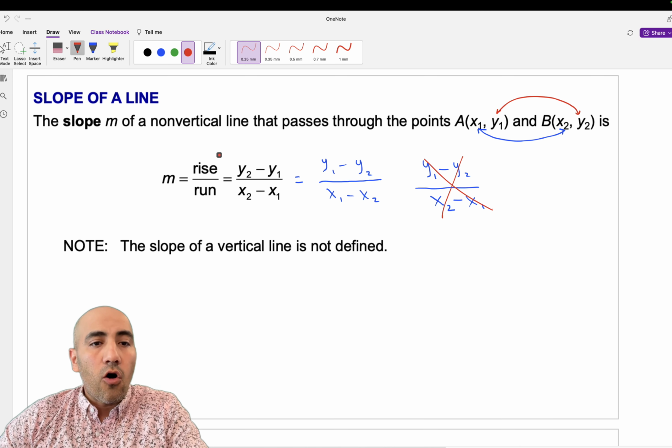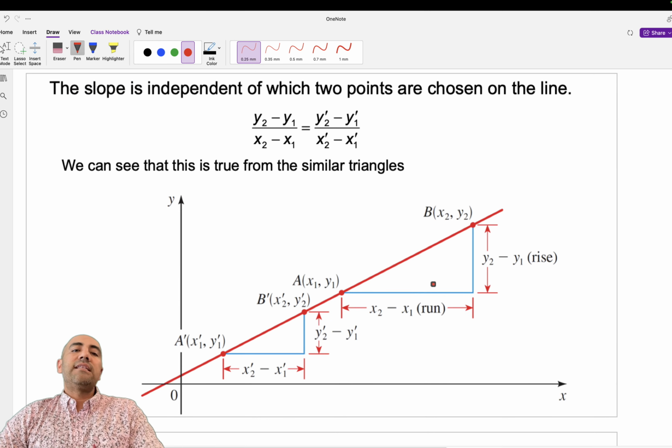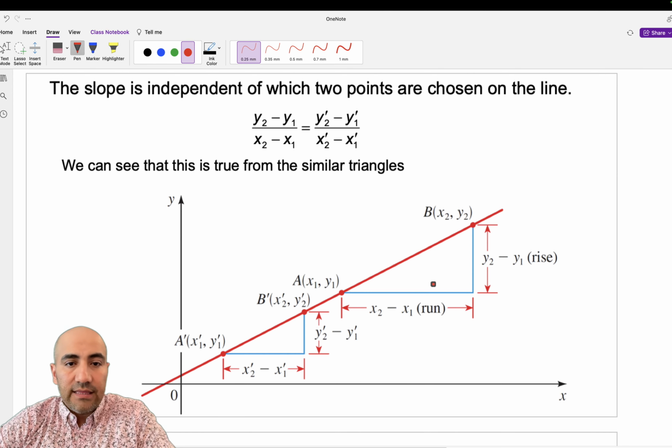Good. So this is all for non-vertical lines. So note that the slope of a vertical line is not defined. The slope is independent of which 2 points are chosen in the line.